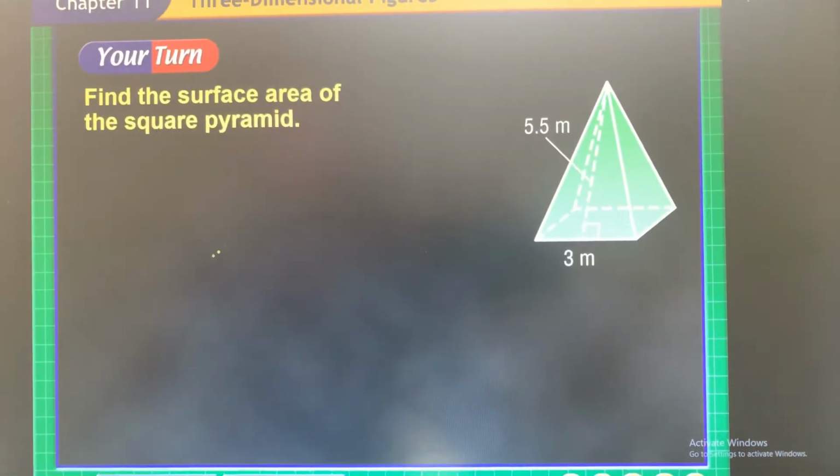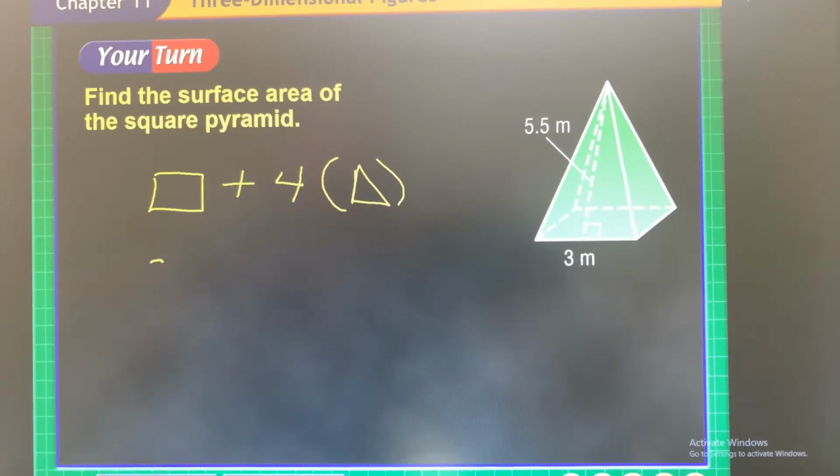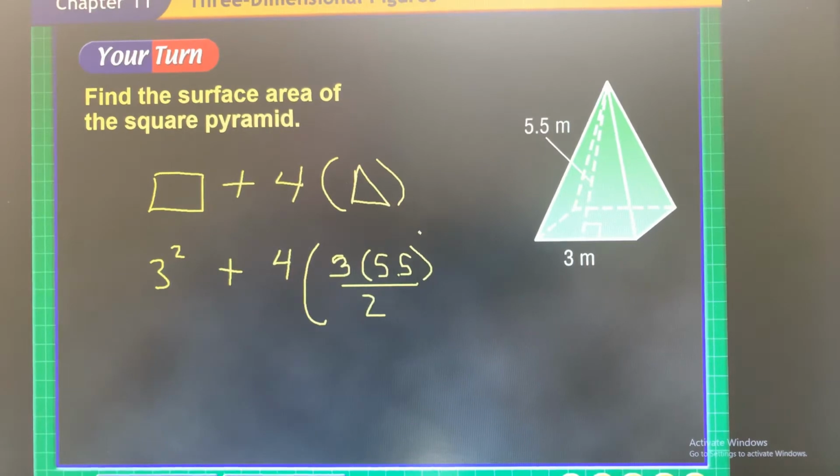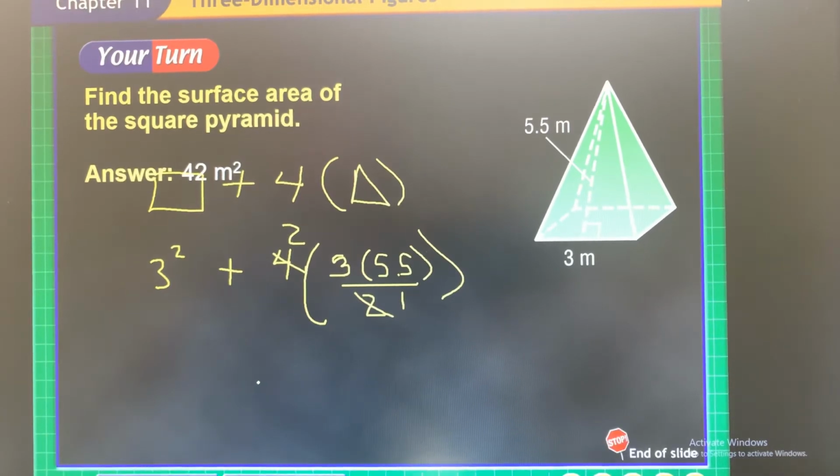Same thing. We're going to do area of the square plus 4 of the triangles. So the square is 3 times 3, which is the same thing as 3 squared, better way to write it. 4 times you have the base times the height of the triangle, the whole thing divided by 2. We cancel right here and we do the problem. And you get 42 meters squared.